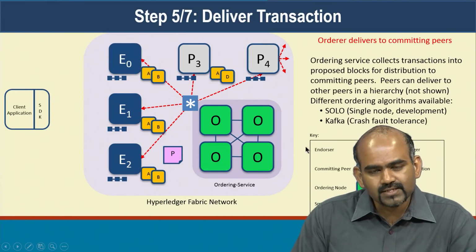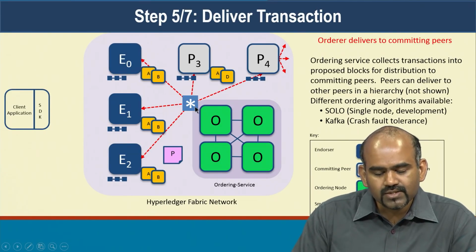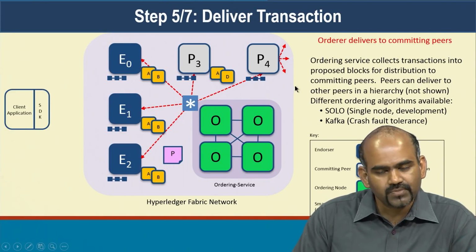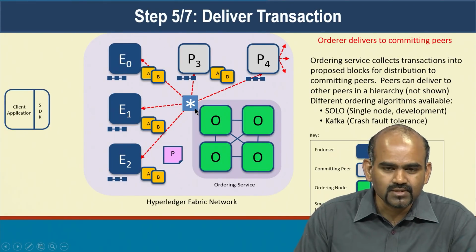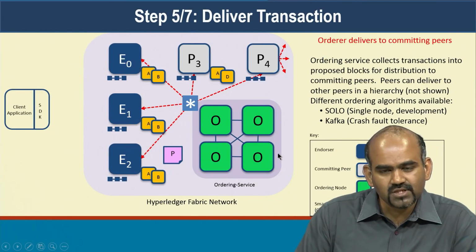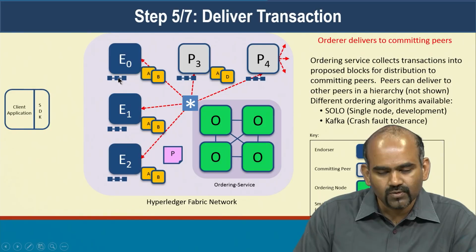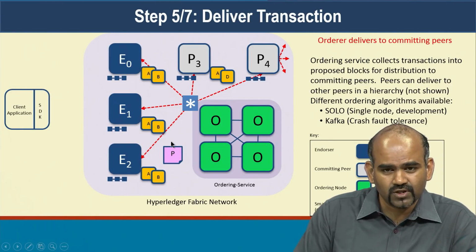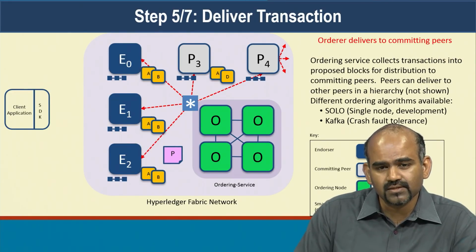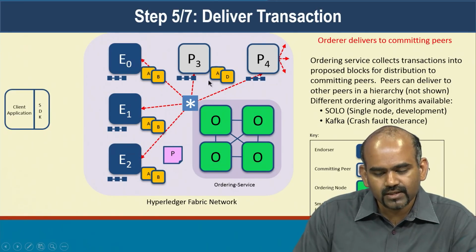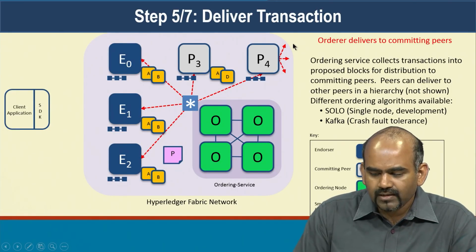Once the ordering service has determined an order, it is going to deliver that ordered set of transactions to all the peers in the network. This ordered set of transactions is what we are going to call a block. So for each block, the ordering service forms the block and communicates it to all the peers, saying these are the 100 transactions which I have ordered. All of you include this block in your blockchain. So these 100 transactions are now part of the block.